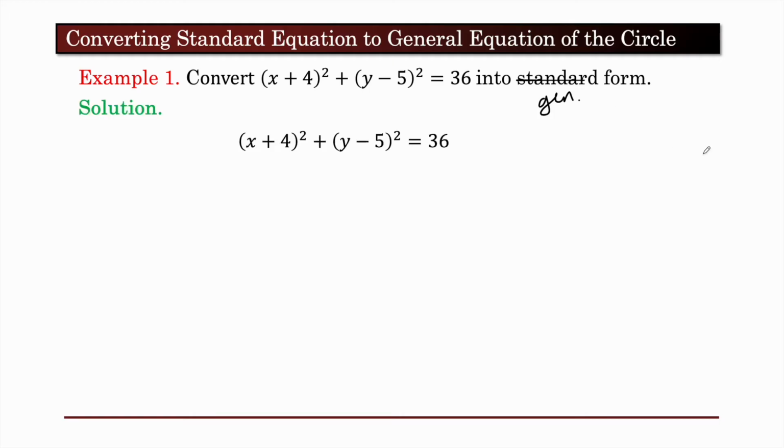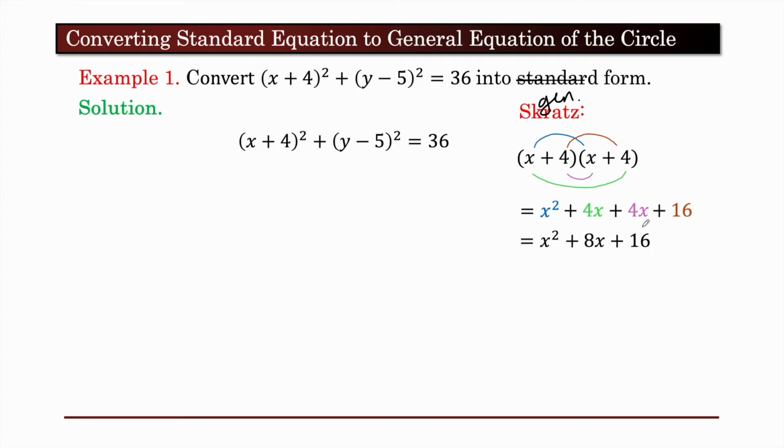So, let us start. Copy the given equation. Let us expand the x term. Okay, let us have a scratch paper here. X plus 4 times x plus 4. That is equivalent to x plus 4 raised to 2. So, simply apply the FOIL method. X times x is x squared. X times 4 is 4x. Inner part, 4x. Last part, 4 times 4, 16. And then, 4x plus 4x, similar terms, add natin. We will obtain x squared plus 8x plus 16.